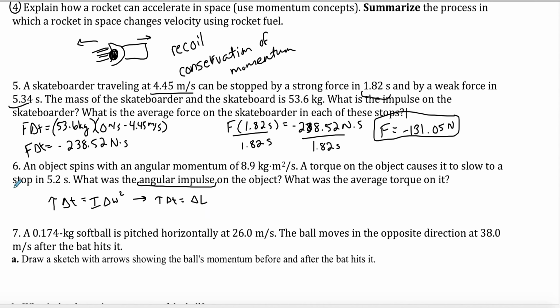Okay, so we're slowing to a stop in 5.2 seconds. What's the angular impulse? We just need to go from here to 0. Okay, so that's pretty simple. Change in angular momentum is going to be 0 minus 8.9 kilograms meters squared per second. And that's just a negative 8.9. Okay, and I can put that decimal in the right place.